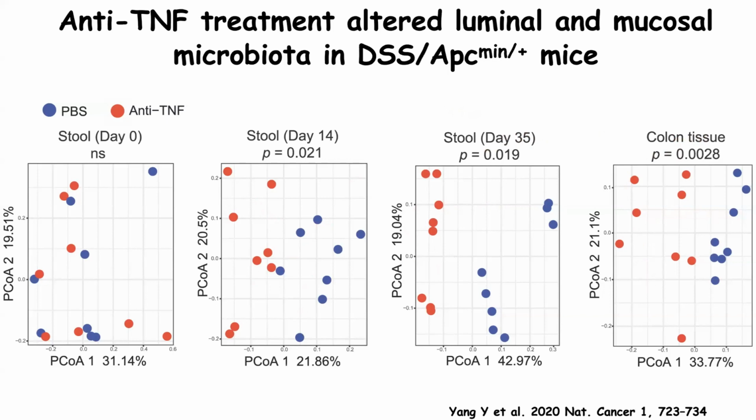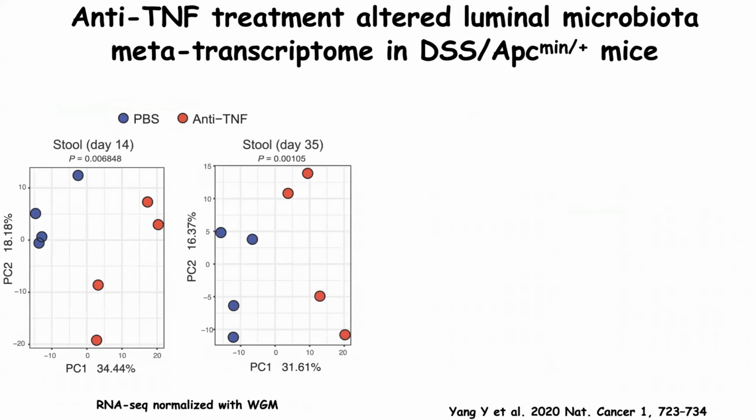Right, so that's great. We looked at the transcriptome of the microbiome. I told you that a carcinogenic network is probably formed by inflammation exposure. This is day 14, a stool of 4 mice in each cohort. After TNF treatment, you see the transcriptome of the bacteria is quite different. This is metatranscriptome, and at day 35 as well. All these data were normalized for whole genome metagenome.